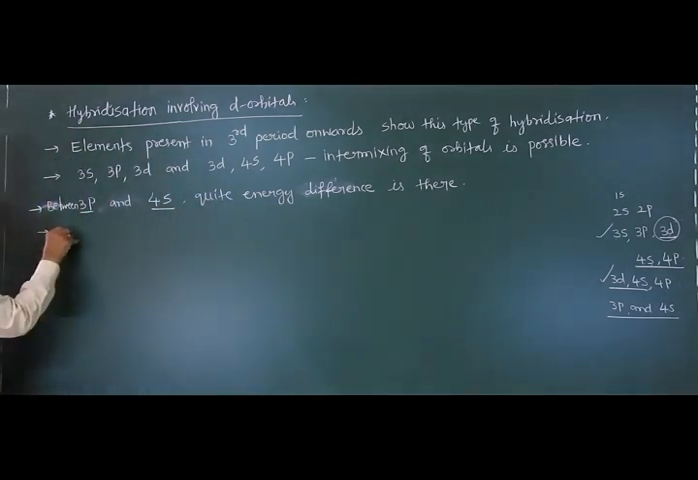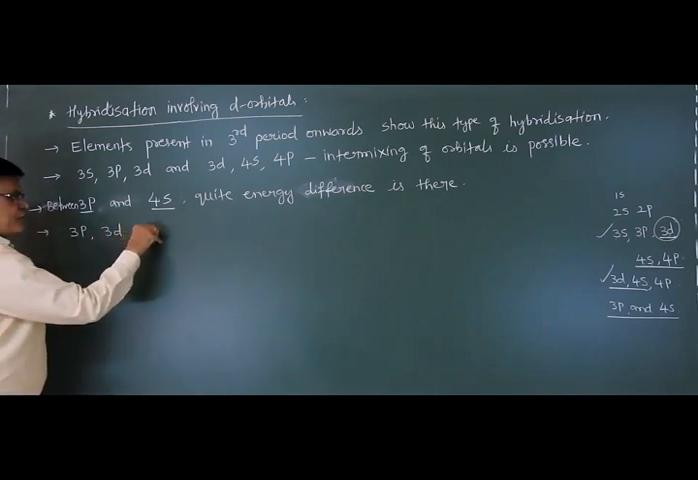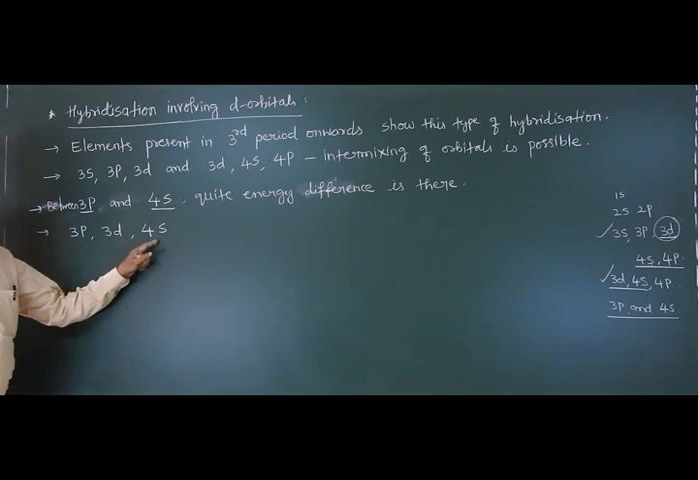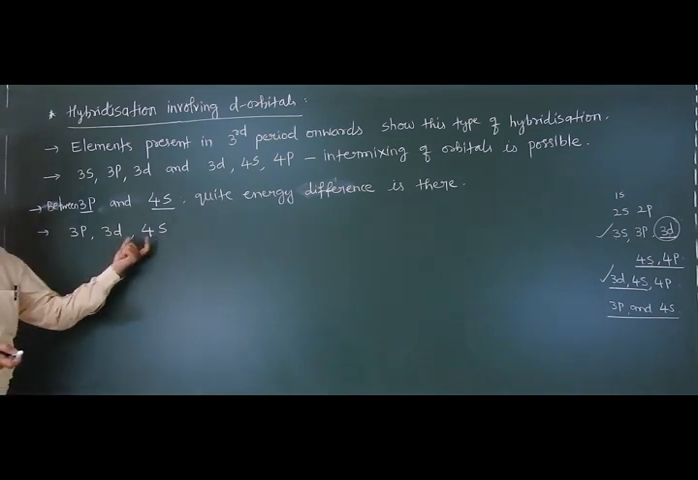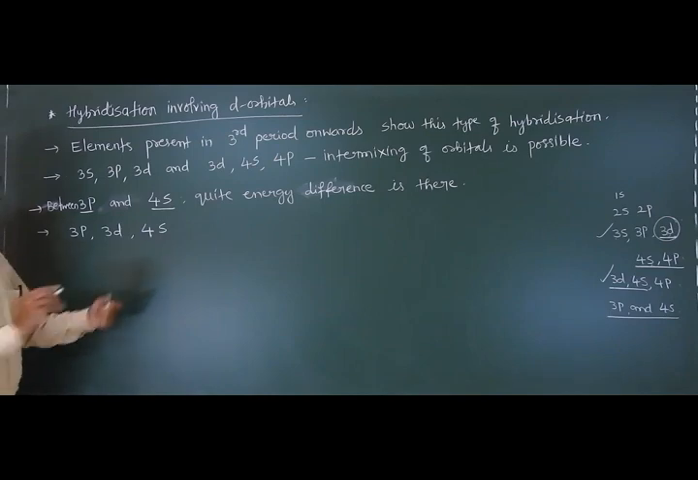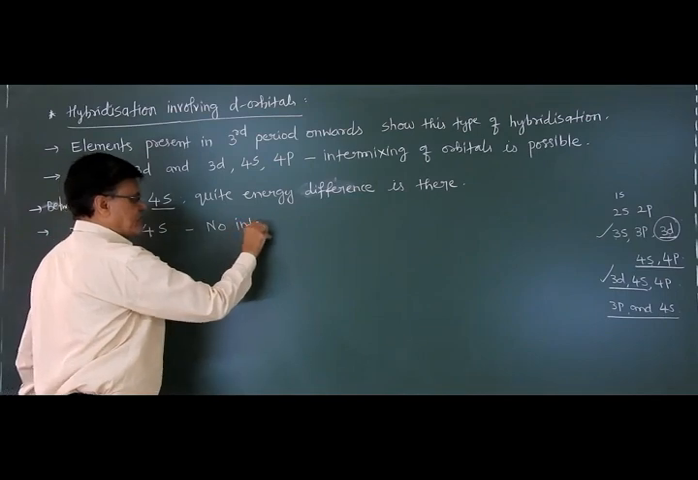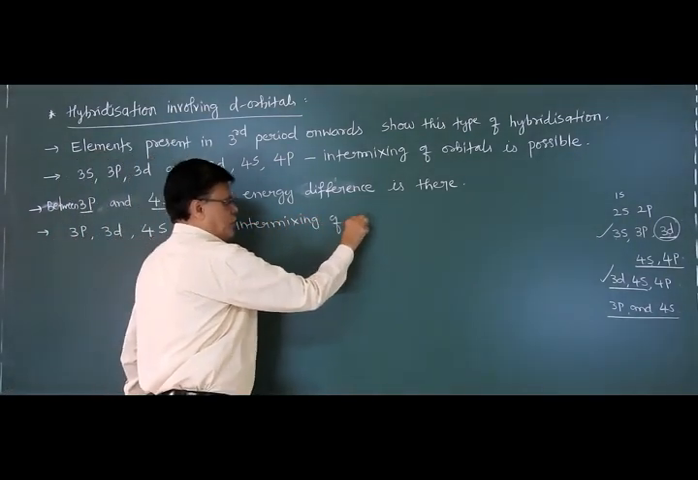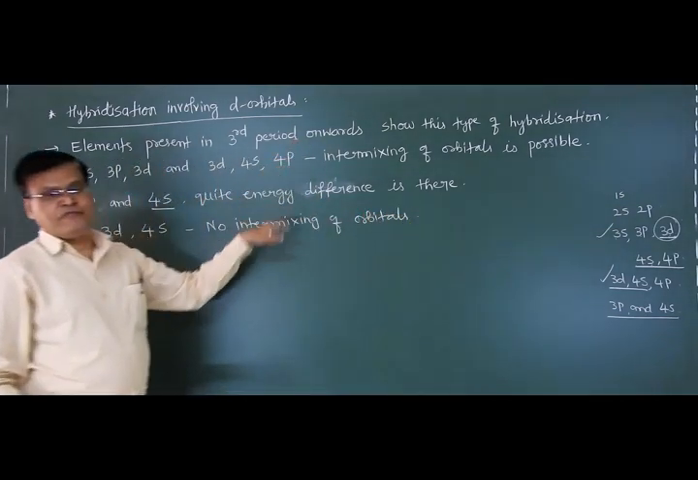Therefore, 3p, 3d, 4s, such orbitals never intermix. 3p, 3d, 4s. Understood? No intermixing of orbitals. This is understood by all of you.